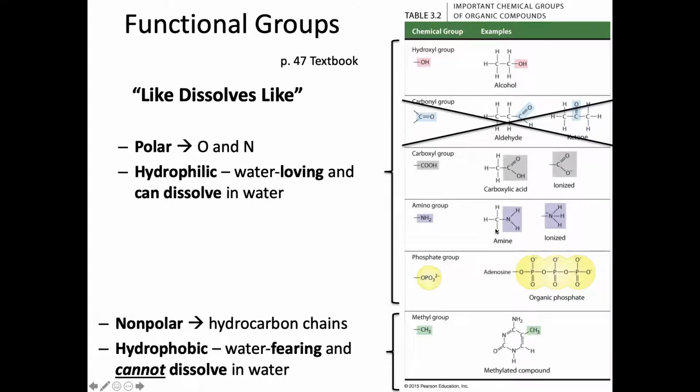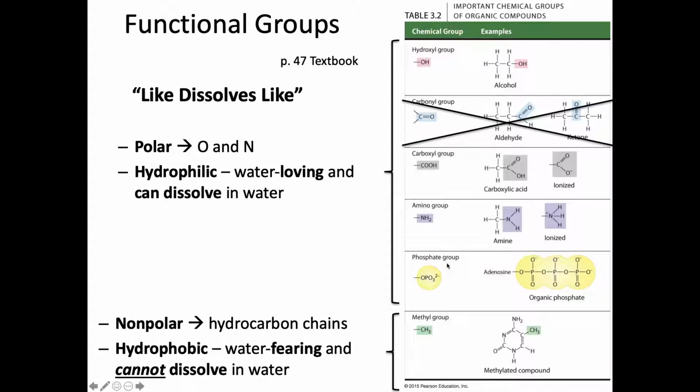Your next polar functional group is called an amino group. This amino group will have a nitrogen and 2 hydrogens. So it'll have an amine in it. And this is also polar.